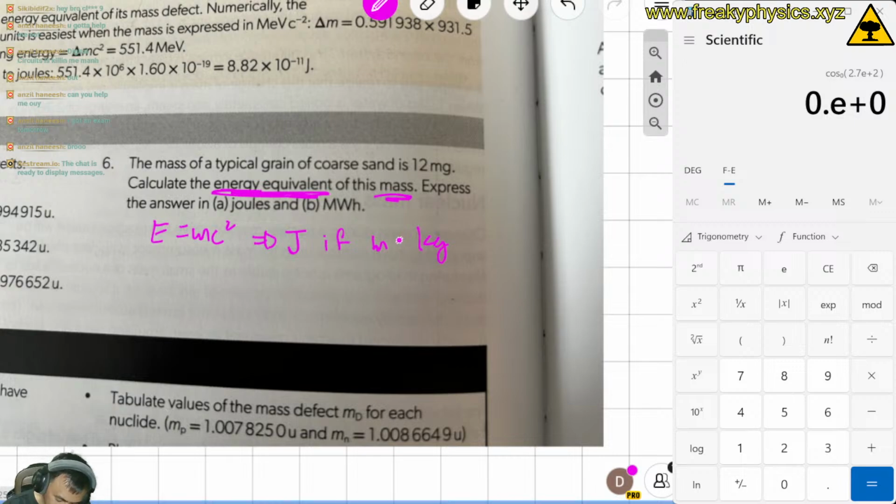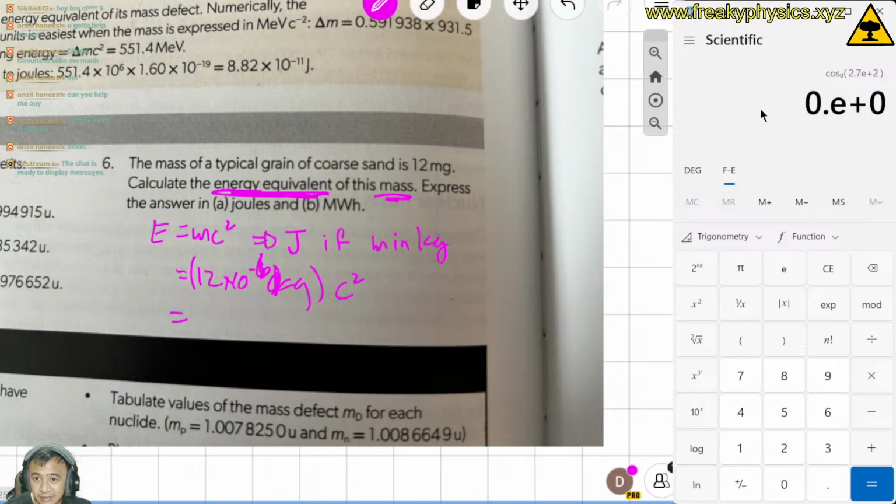Of course, that also means you just use c squared right away. So in this case, 12 milligrams is 12 times 10 to the minus 3 grams, so 10 to the minus 6 kilograms, right? Then c squared, that's just c squared. Put that in the calculator to find the energy.